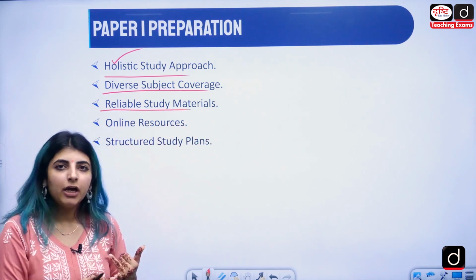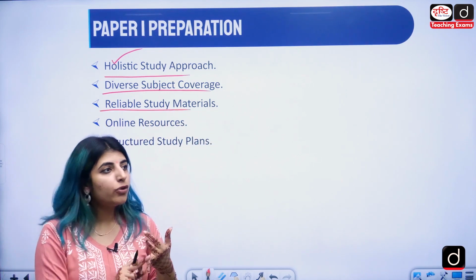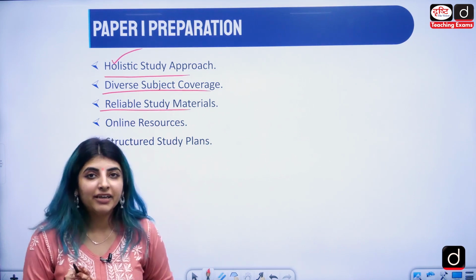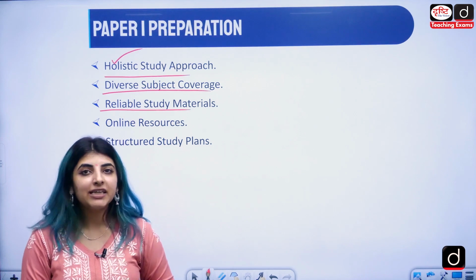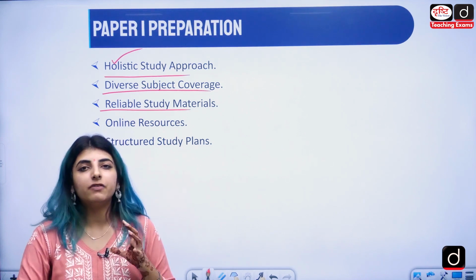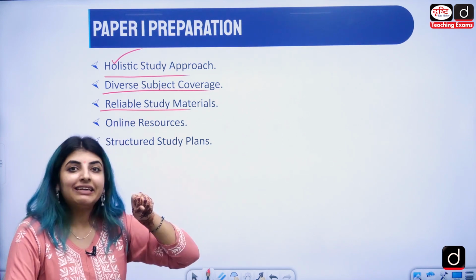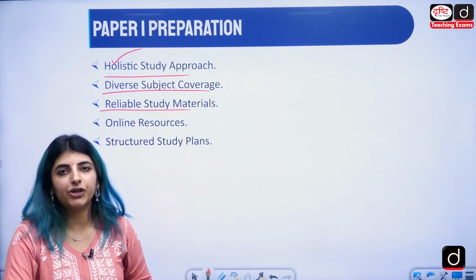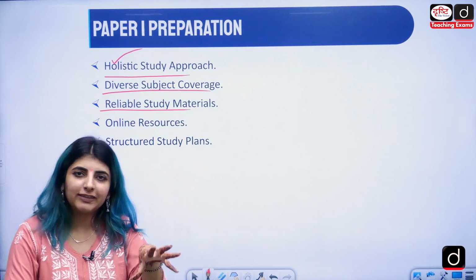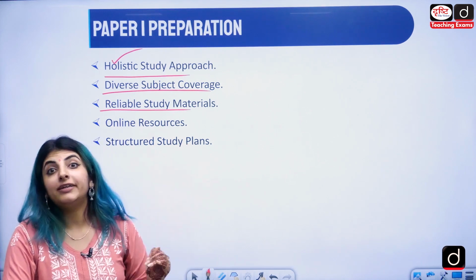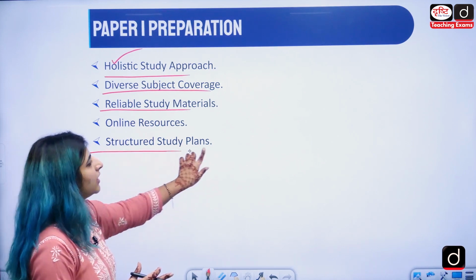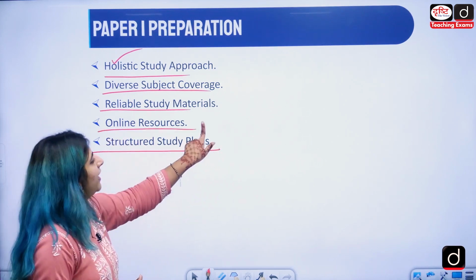Reliable study material: you should get the books, you should go through the online resources which are available, which are reliable and authentic in nature, because you are getting the right sort of information. This is how much you should be focusing on, and you are just focusing on that pattern, following your timetable. You should be making your timetable as well, right? Structured study plans and online resources.